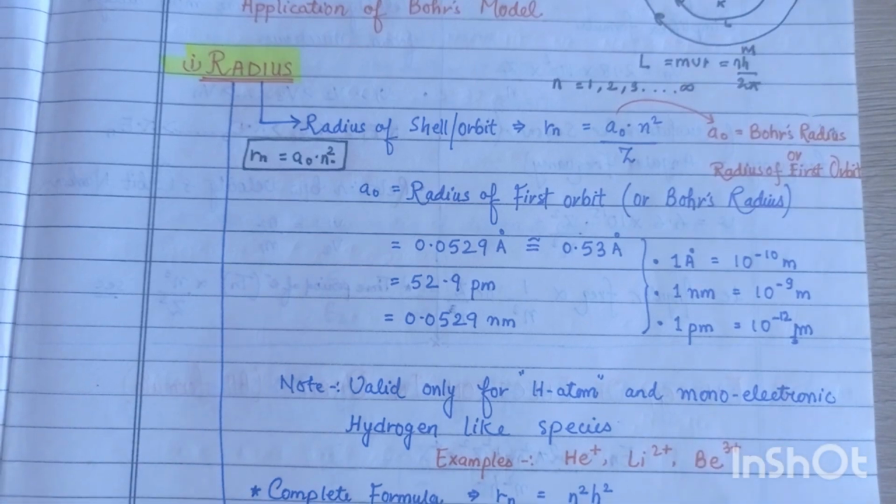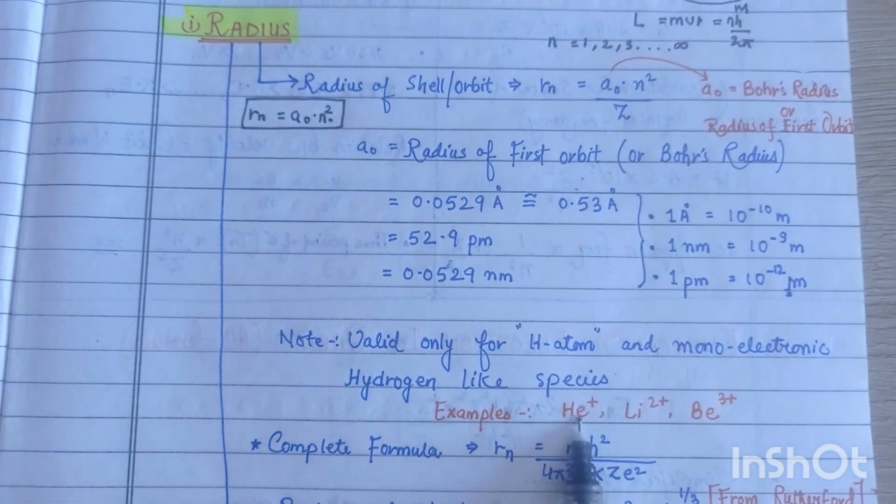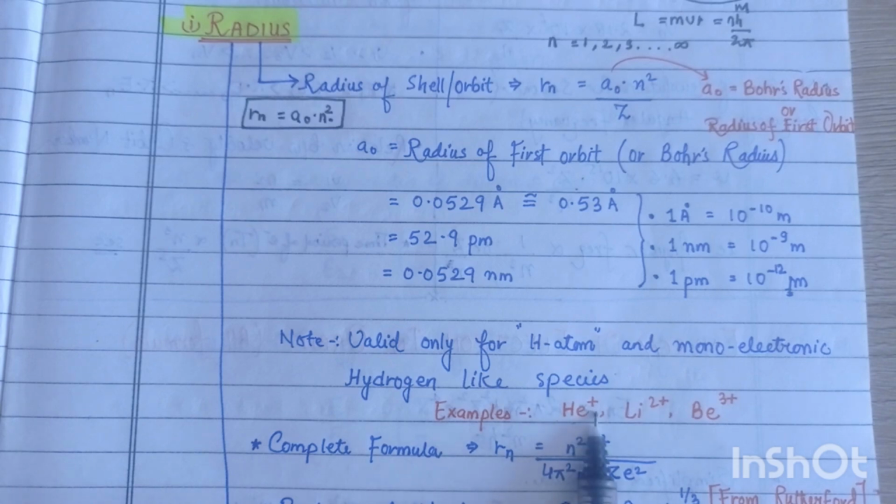Unielectronic species. An example of a unielectronic species is He plus. You know the atomic number of helium is 2. If it is He plus, it means one electron is removed. If the atomic number is 2, there are 2 electrons and 1 electron is removed. It means He plus is a monoelectronic or single electron species.